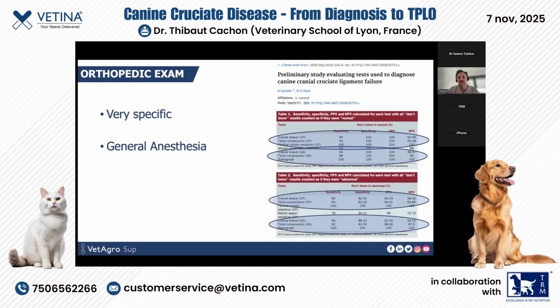Most of the tests are not very sensitive but very specific. As soon as you get this test positive, you are sure that there is a cruciate rupture. But sometimes the test will be negative in a partial tear. You see that under sedation, you clearly increase the sensitivity of this test. So I would advise you, as soon as you are in doubt with a cruciate, put the dog under general anesthesia and palpate the dog under sedation. That will make it much easier to see the instability of the stifle.